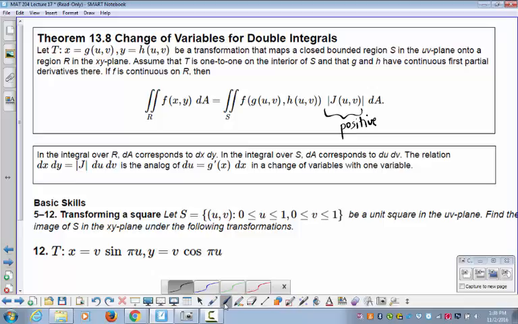In the integral over R, dA corresponds to dx dy. In the integral over S, dA corresponds to du dv. And then this relation right there is the correction factor. That's like the r in r dr d theta. It's analogous to when you were back in one variable calculus, you rewrote your differential as du equals g prime of x dx, so right there. That is analogous. That's like the Jacobian right there. It's the correction factor.